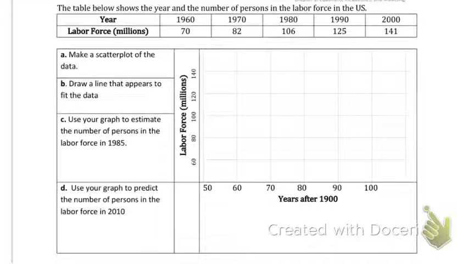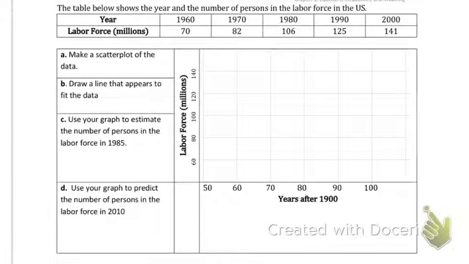The next thing we do have to know how to plot is scatter plots from given data. We are given a whole set of data up here. We're given years, and we're given number of people in a labor workforce. So the table below shows the year and the number of persons in the labor force in the U.S.